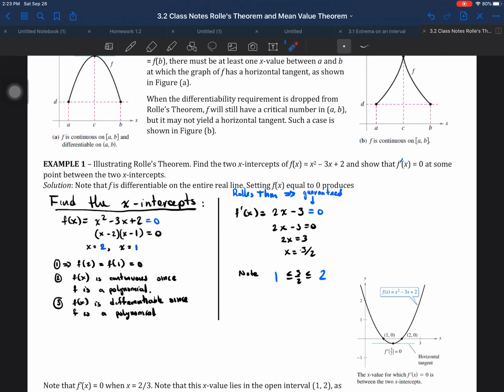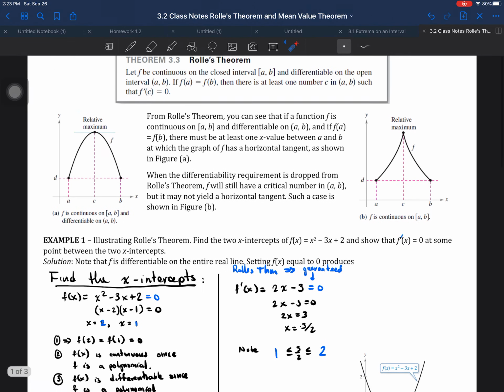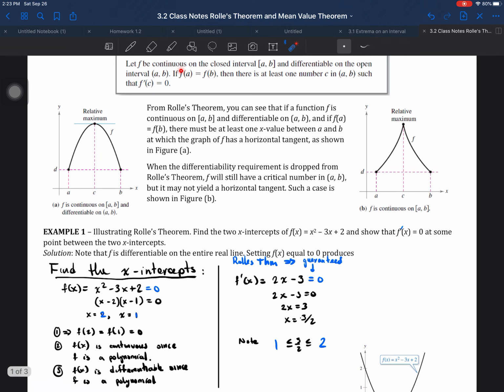Now we want to show Rolle's theorem between those two. We know that they both equal each other, so we have satisfied this condition, f of a equals f of b. But what we have to show now is that the function is continuous on this closed interval, which is because f of x is a polynomial, and we know polynomials are continuous everywhere, so definitely it will be continuous on any closed interval.